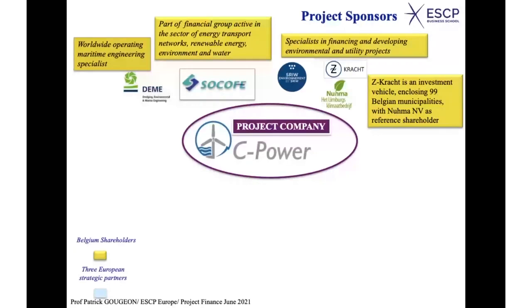Crashed, which is again an investor. It's an investment vehicle, more precisely, enclosing 99 Belgian municipalities. Okay. In other words, it's a group of municipalities which are working together and contributing to the development of such projects. Okay. Well, these are the Belgian sponsors, but you have other sponsors, meaning investors in the project company as shareholders.